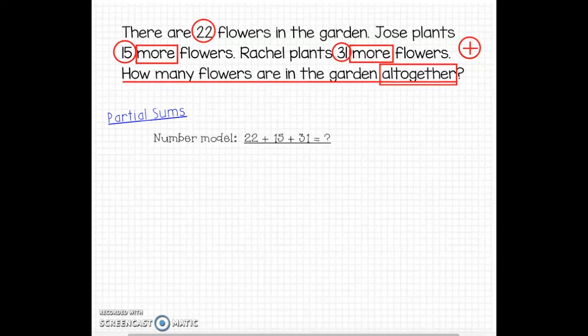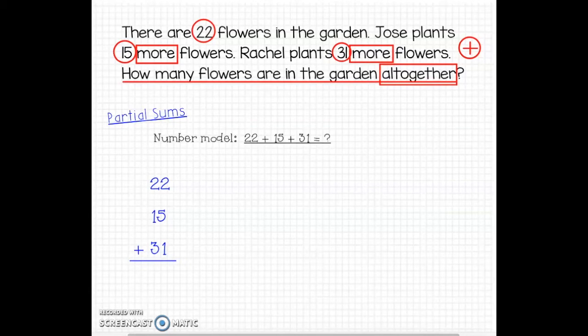My number model is 22 plus 15 plus 31 equals question mark. Another way to write my number model is to write it vertically. By writing my number model vertically, I can better work out my partial sums. Partial sums is like expanded form.